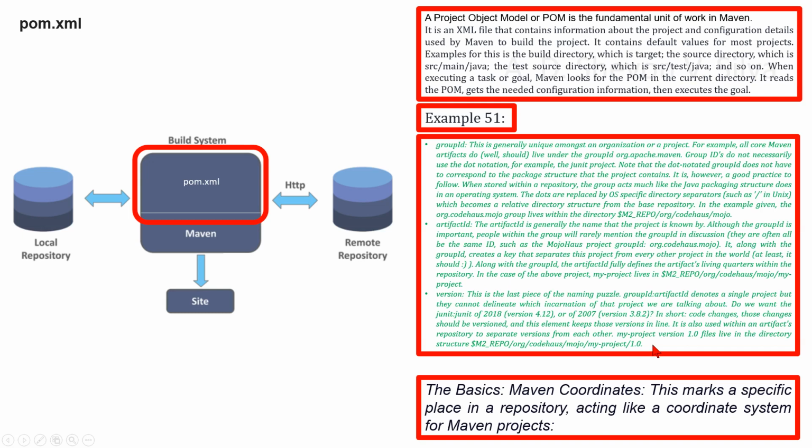My-project version 1.0 files live in the directory structure $m2_repo/org/codehost/mojo/my-project/1.0. The three elements given here point to a specific version of a project, letting Maven know who we are dealing with, and when in its software lifecycle we want them.